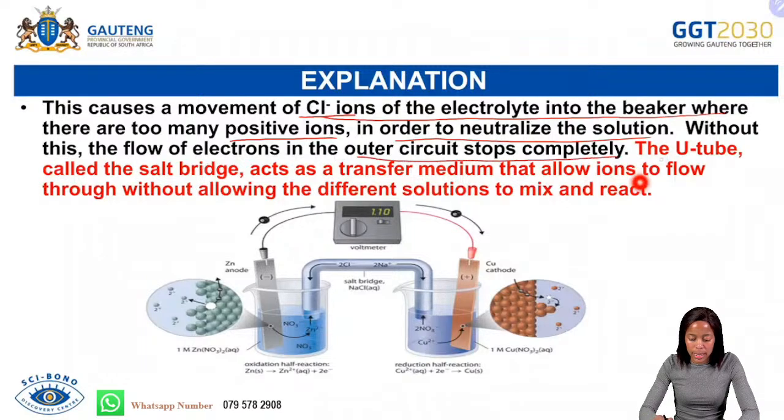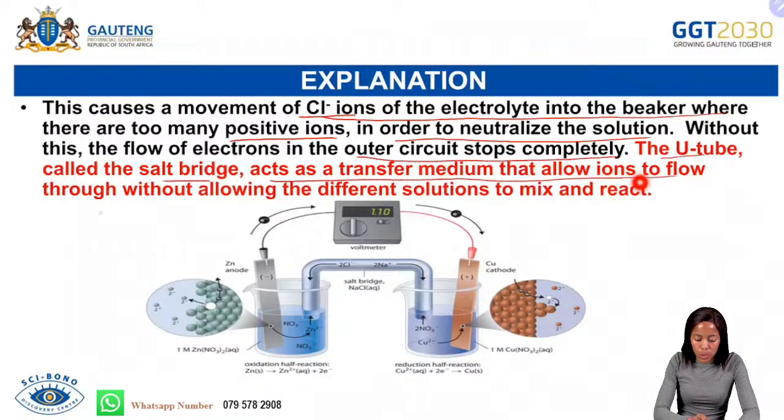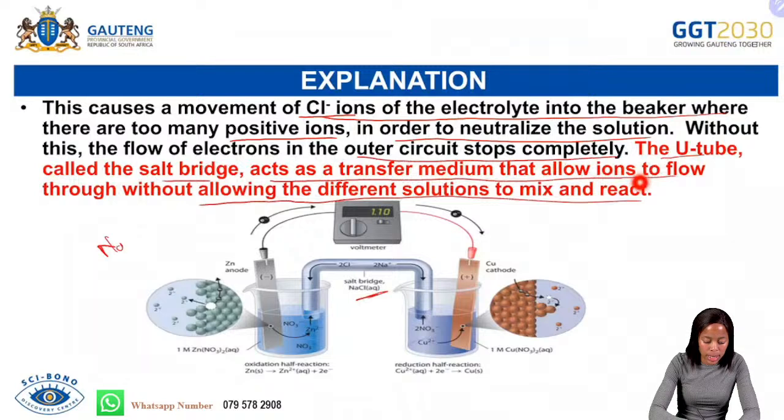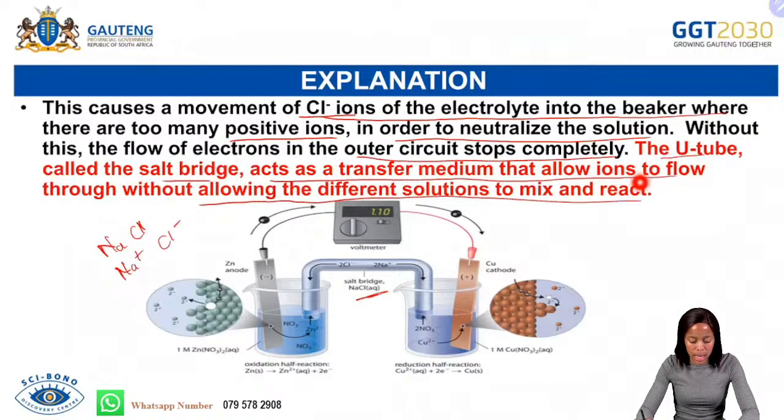Okay. It says the U-tube, the salt bridge, acts as a transfer medium that allows ions to flow through without allowing the different solutions to do what? To mix. So remember we said that we have what? We have a salt bridge there. This salt bridge, it contains what? It contains NaCl there. So NaCl, sodium, it has a charge of what? +1, and then chlorine has a charge of what?